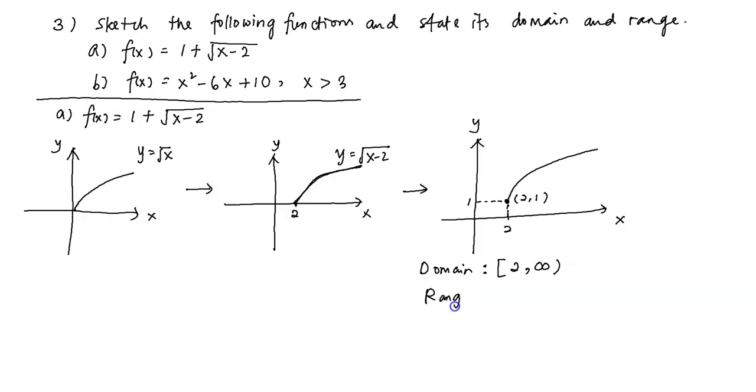For the range, we refer to the values of y which are allowed to be taken by our function. We can scan from below to above to see at which point of y the graph starts. The graph starts at 1. The minimum value of y is 1 over here, and the graph will keep going up non-stop to infinity. So our range will be 1 to infinity. This is the domain and the range for question (a).